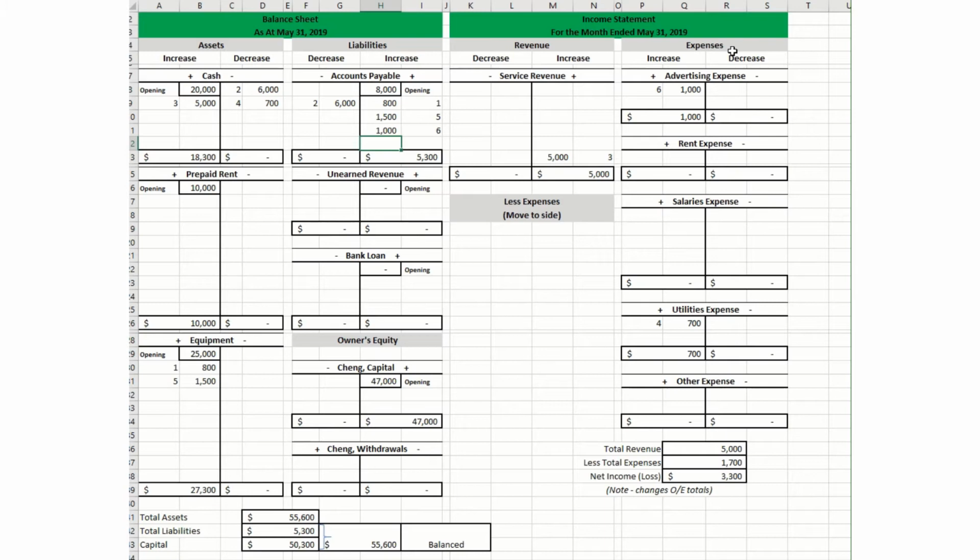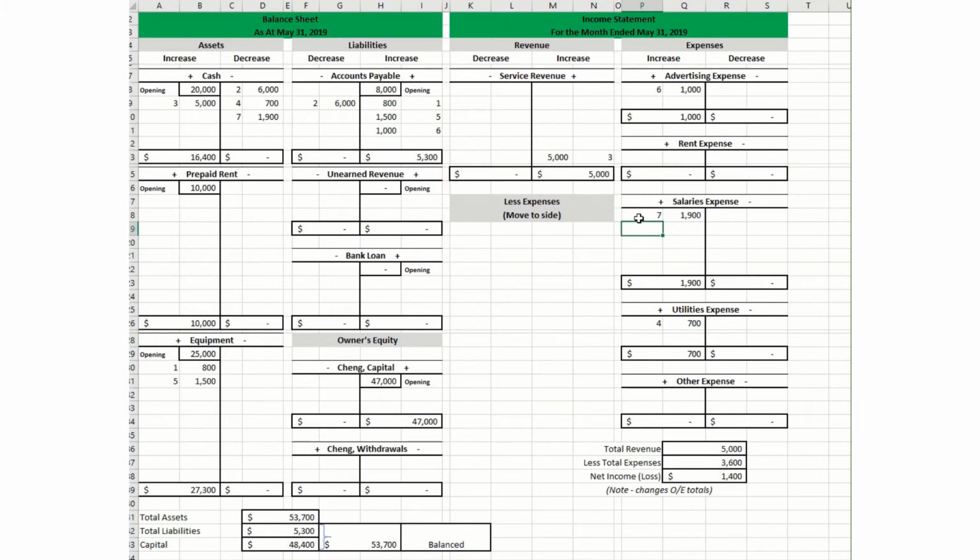Transaction 7, we paid May's salaries with $1,900 in cash, so we're reducing or crediting our cash by $1,900. And we increased our salaries expense because it's the cost of doing business for transaction 7 for a total of $1,900.